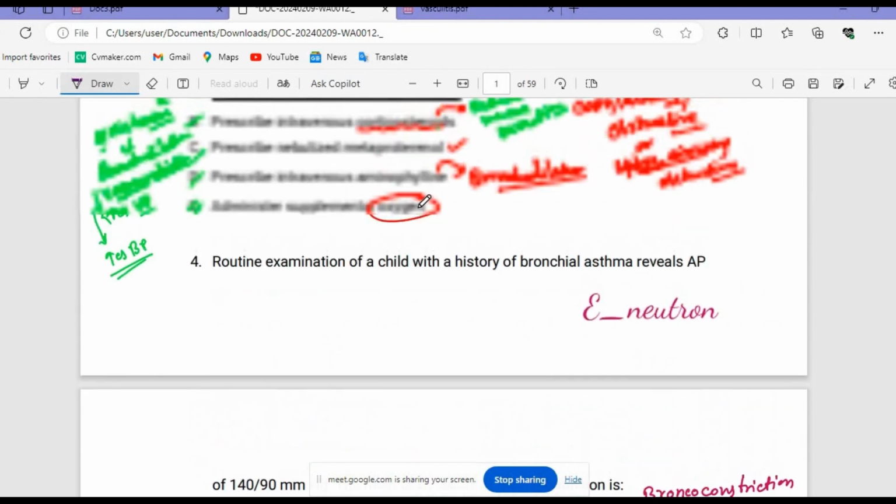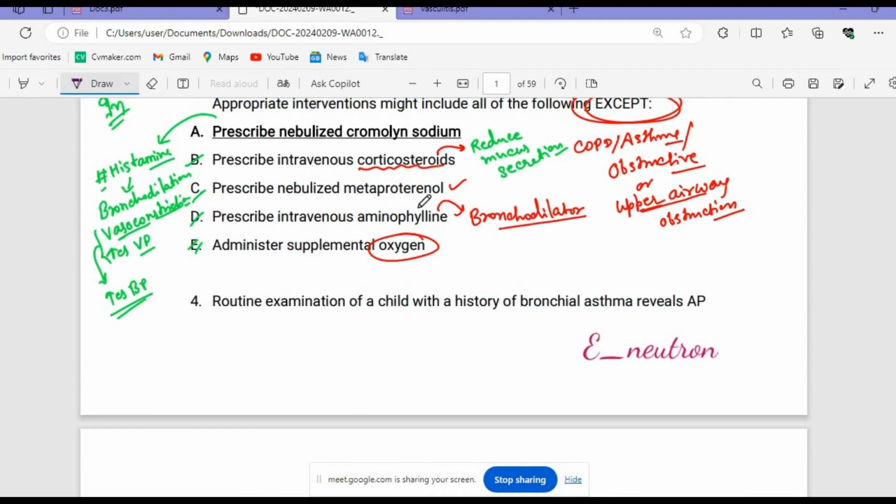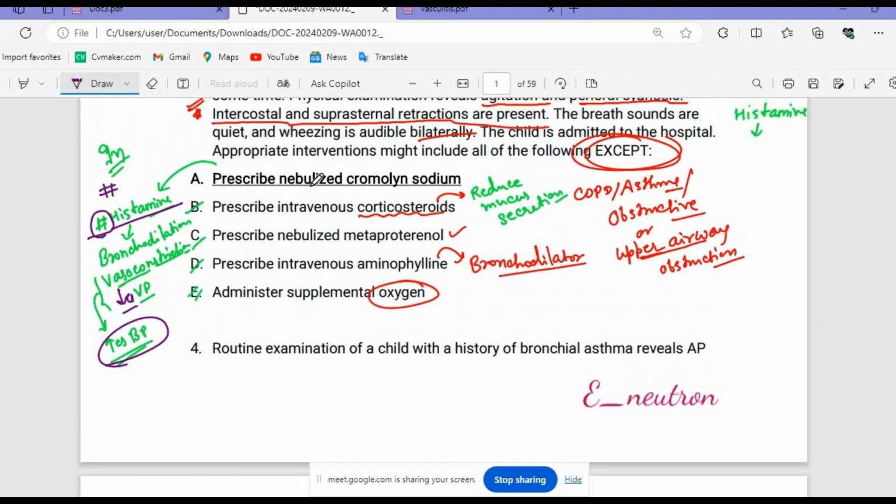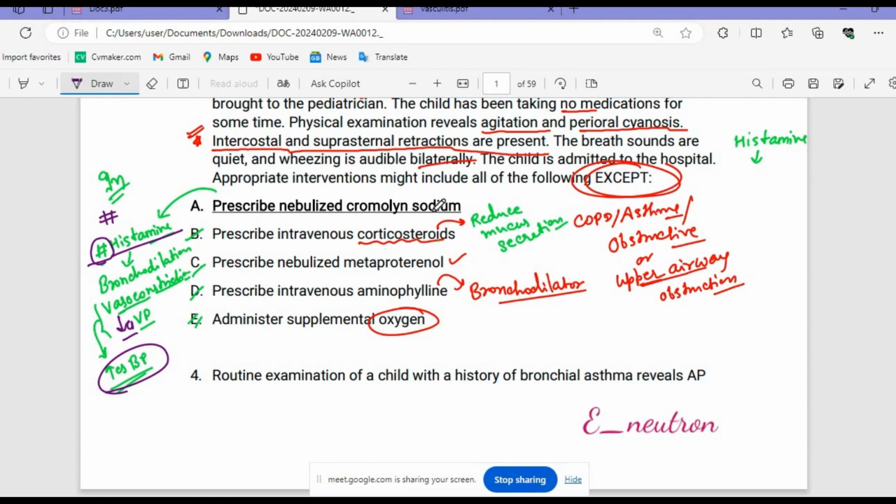So that's what I wrote here. This one I made a mistake. Here we have the decrease in vascular permeability. This is due to inhibition of histamine: bronchodilation, vasoconstriction, and decrease in vascular permeability. Due to which blood pressure will be increased, that's why it is a little inappropriate drug. So that's why we choose the prescribed nebulized cromolyn sodium.